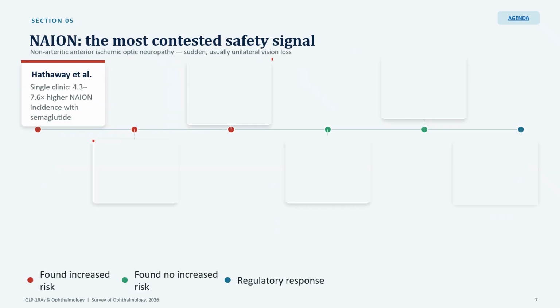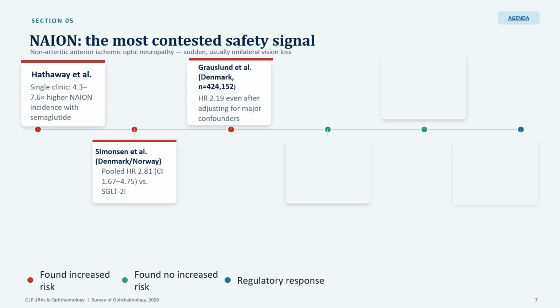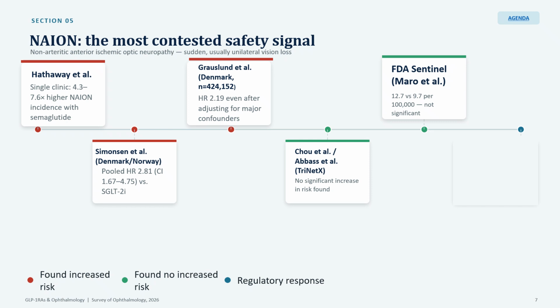Now, the most contested safety signal is in the NAION category. There are certain studies by Hathaway et al., Simonson et al., and Grossland et al., which have shown that there is a very high risk of NAION in these patients. Whereas certain studies like Chow et al. and FDA Marrow et al. have found that the risk is not significant.